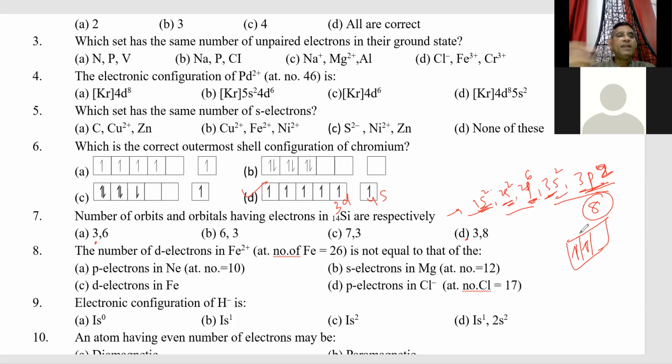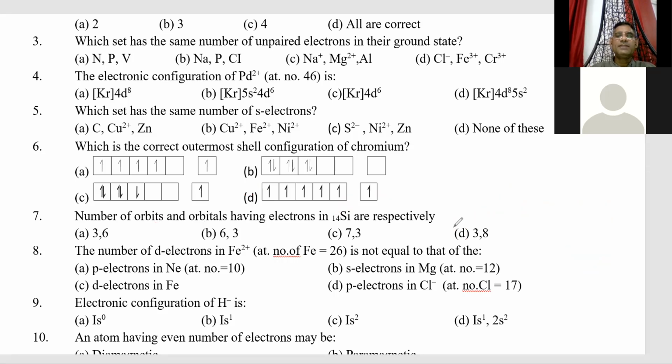Yes. Okay, fine. So see, they are asking you the number of orbits and orbitals having electrons. You need not count this one. So 1 orbital, 2 orbital, and in P 3, so 3, 4, 5, 6 and 2, 8. So this will be the answer. D will be the answer. Is it okay? Sir, I didn't get this 8 one. How did you get this 8? I'm confused about the second part of this question.